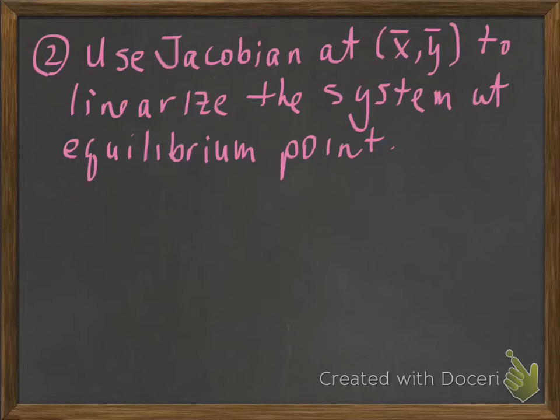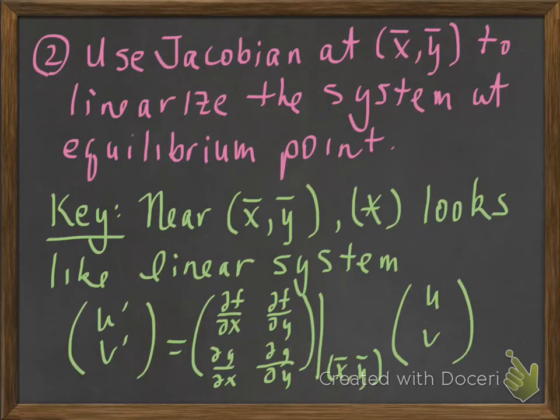Now, in the reading, you saw why this is true, so why we can use the Jacobian matrix. And the key to this analysis is really kind of cool. So the key is that near our critical points, this nonlinear system looks like the linear system, u prime, v prime equals the Jacobian matrix at x bar, y bar times u, v.